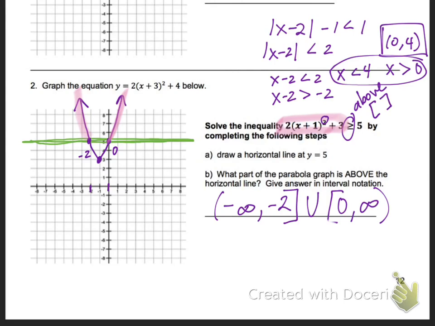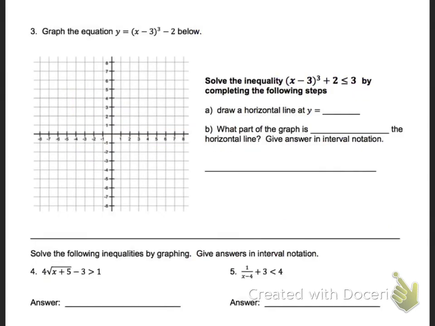All right, let's move on to number 3. So here we have a parabola again, left-hand side, right-hand side. And we're going to do the same steps that we did before. So if I were to draw the horizontal line, I would draw it at y equals 3. So let's go ahead and do that.